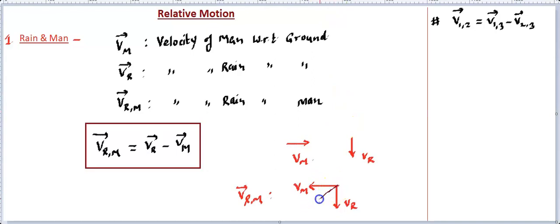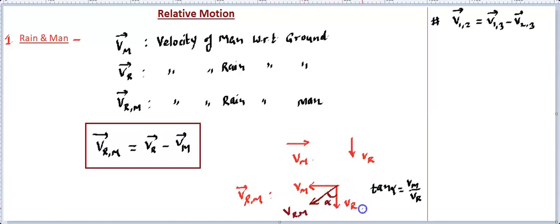This vector which I'm drawing now is going to represent the magnitude of the velocity of rain as seen by man. The velocity of rain as per the person will not appear vertically down, rather it will appear at a certain angle. This angle is the angle of importance for us, let's say alpha. And we can easily find this alpha. Tan alpha is equal to this component of man velocity over this component of rain velocity. From here we can find out at what angle from the vertical the rain turns for that person.